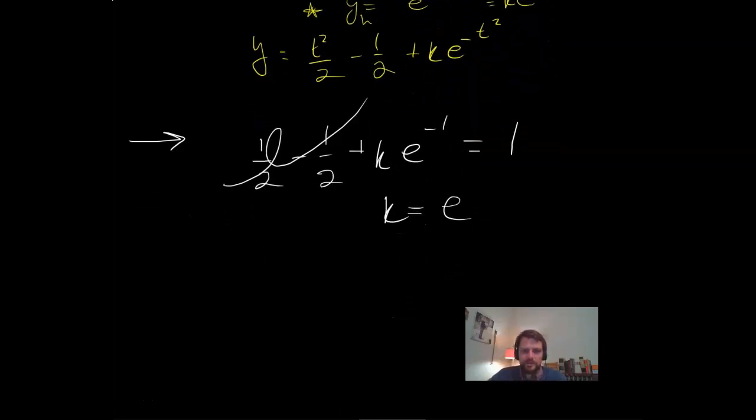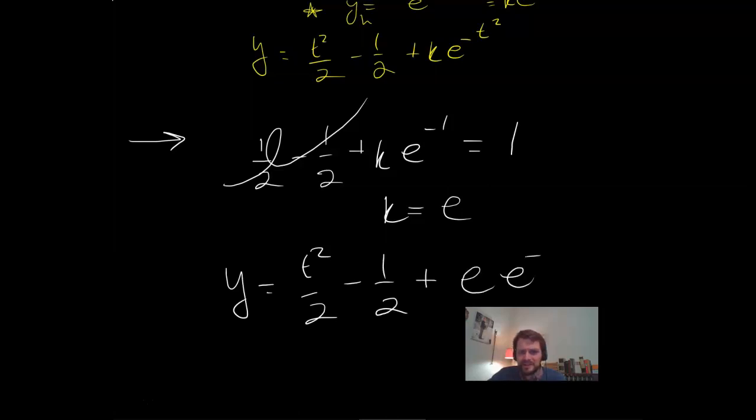So this then simplifies to our final solution, y is equal to t squared over 2 minus 1/2 plus, well, do I want to write it this way, times e to the negative t? I could, but there's a little bit nicer way than that to write it as just 1 minus t squared. And there you have it.